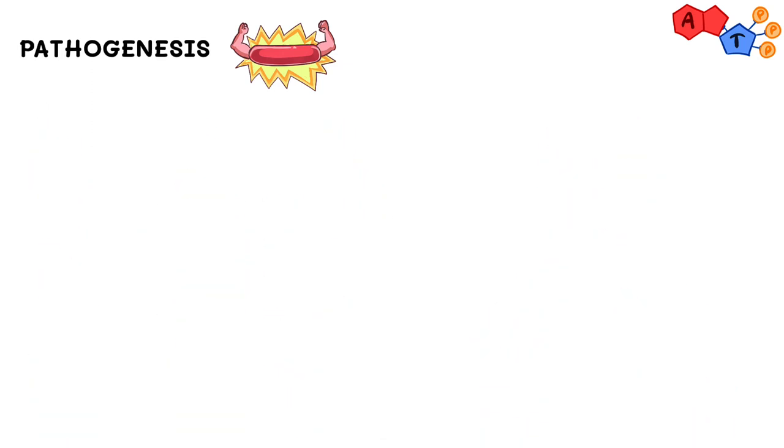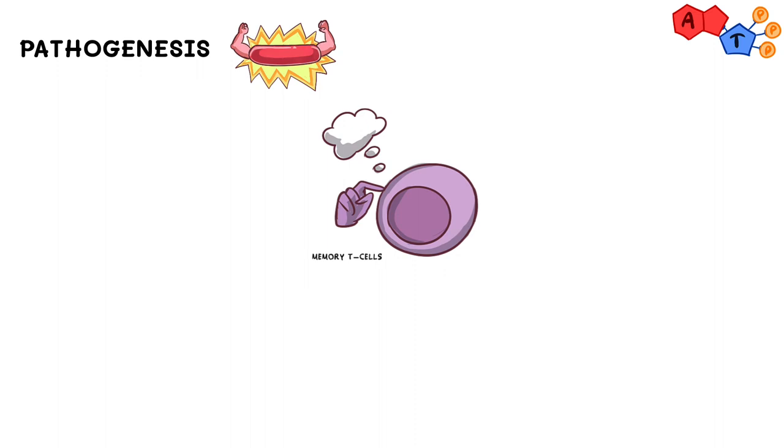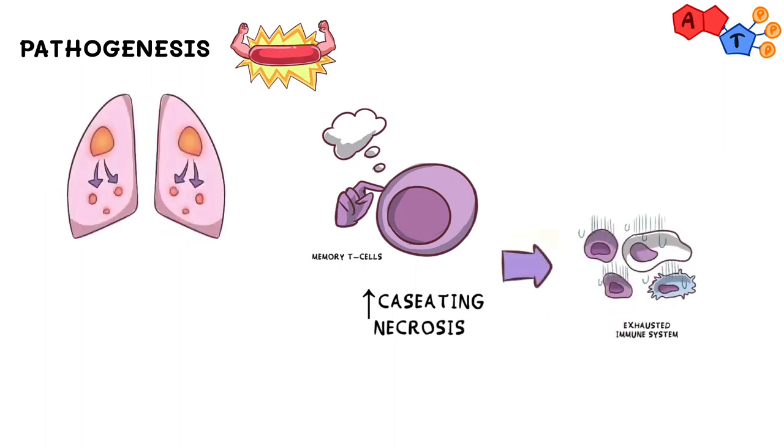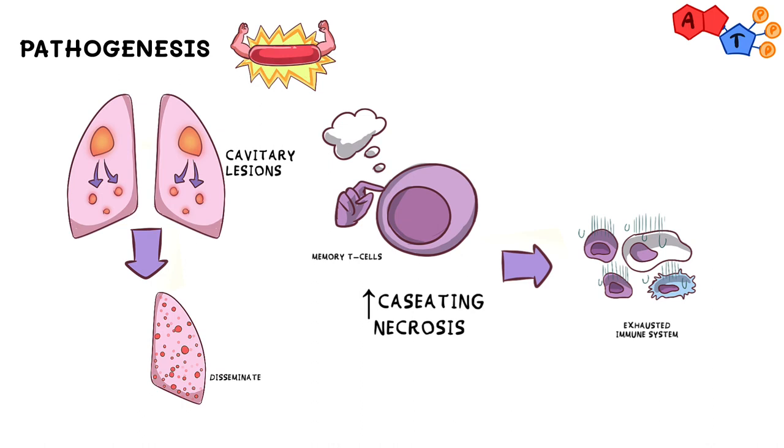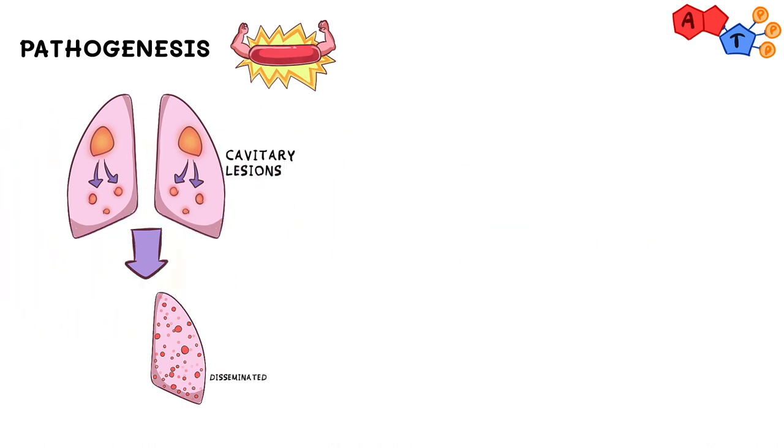As the immune system has been previously exposed to TB, memory T cells quickly release cytokines trying to contain the spread, and this leads to more areas of caseating necrosis. This time, however, it tends to cavitate, which can lead to disseminated spread of bacteria. It can also spread through the lymphatics to other parts of the lungs and can lead to bronchopneumonia.